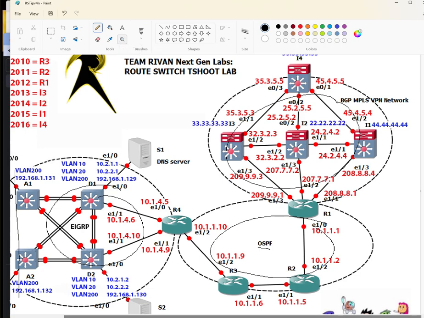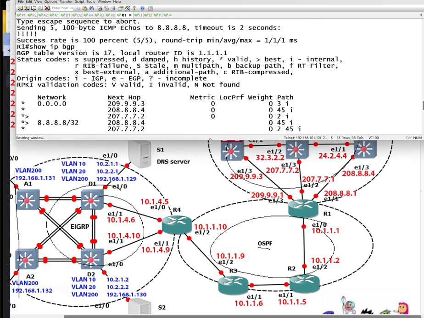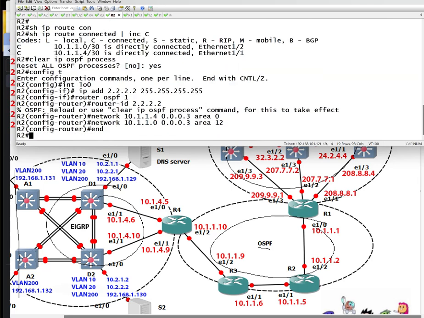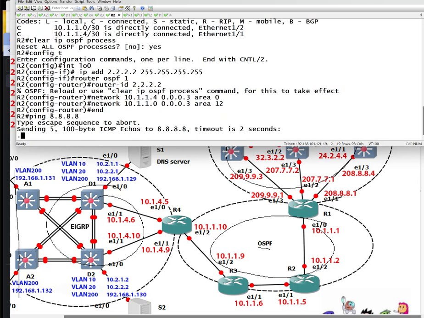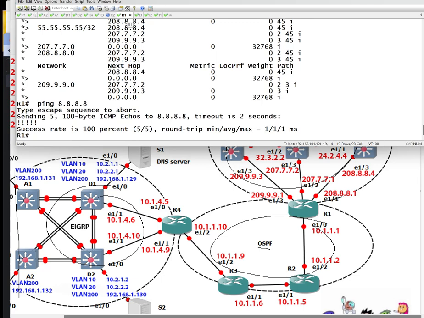Both of these devices will not be talking to each other. Okay, they are different routing protocols. Let's give it a try. If we go to R1, if we go to R2, R2 can't ping 8.8.8.8 because R2 is in the OSPF world. 8.8.8.8 is in the BGP world. So R1 can definitely ping 8.8.8.8 because it's in that world.